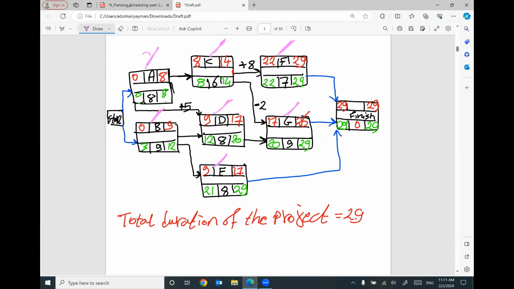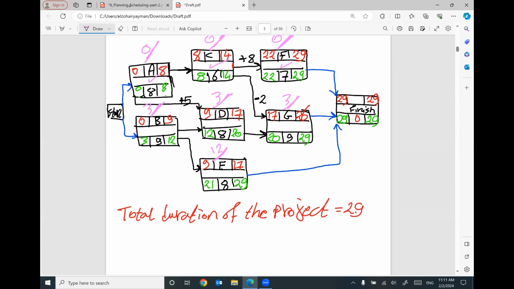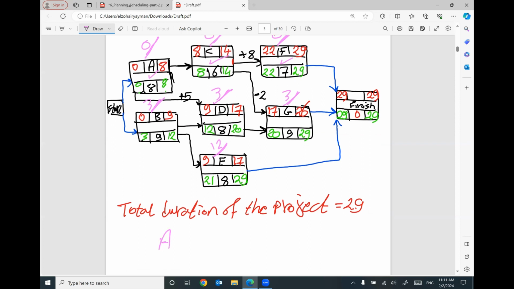So the total float here will be 0, 0, 0, then 3, 3, 3, and the last one I think will be 12. So this one will be critical, this one will be critical, this one will be critical. So I can say activity A to activity C to activity F are the critical path.